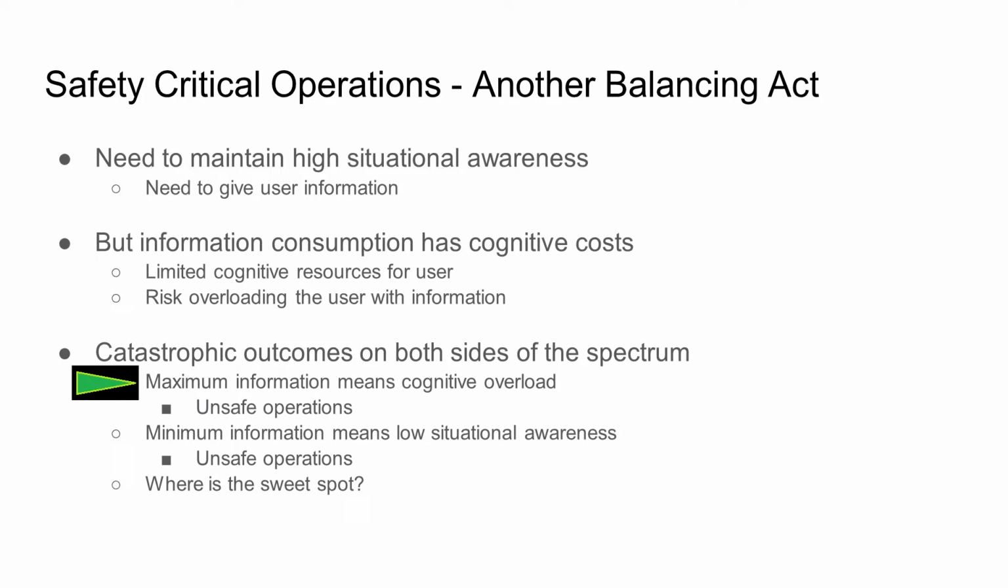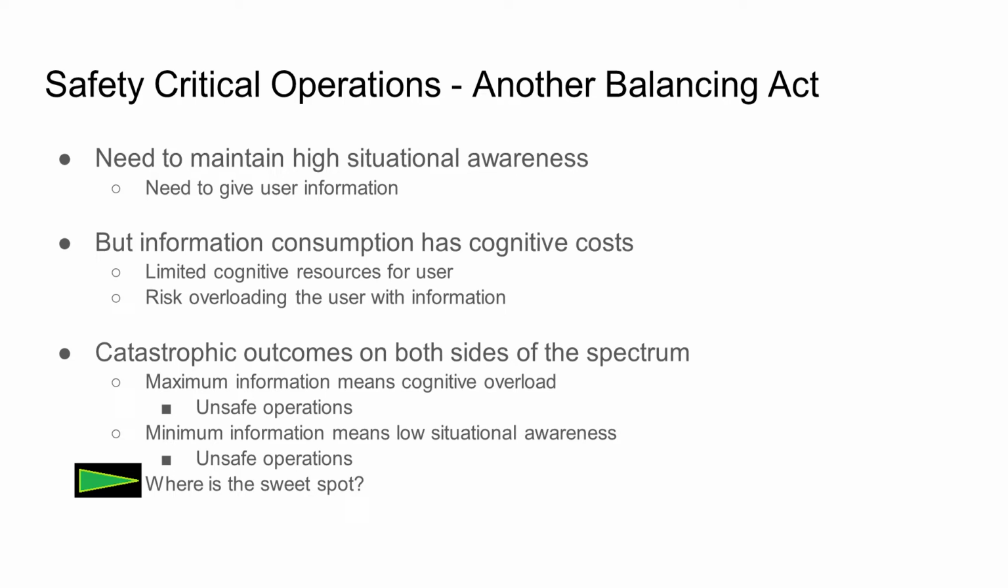On the other extreme, we can't just not give information to the user while they're doing this dangerous operation, because that means zero situational awareness, and that's super unsafe as well. So they have maximum cognitive capacity available, but that's not going to be very useful because they don't know what's going on. Now, just as we discussed about the balancing act with maintaining graphical fidelity last week, maintaining situational awareness is also a bit of a balancing act.